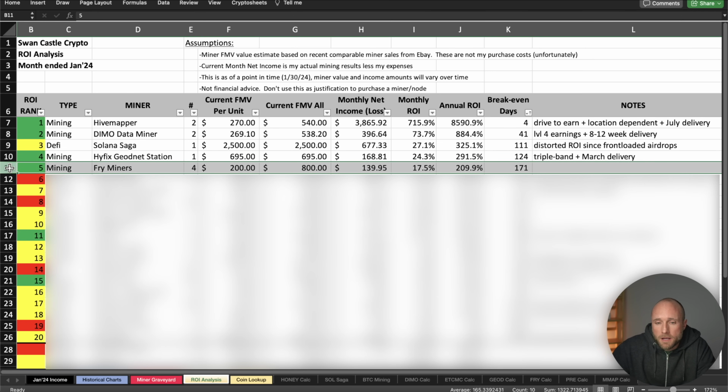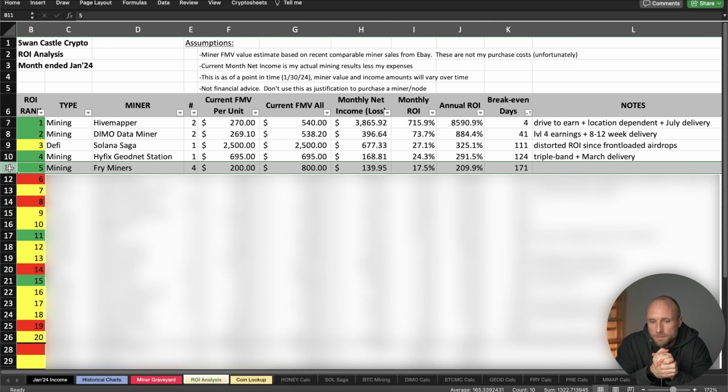Number five, the Fry miners. The good thing with this is the token price has held pretty steady over the past several months. These have been really good set it and forget it devices, really nice for people who may be new to cryptocurrency mining. They have this listed as green, but I've also heard some horror stories from some people about poor customer service and not being able to resolve issues with their devices. So just keep that in mind.